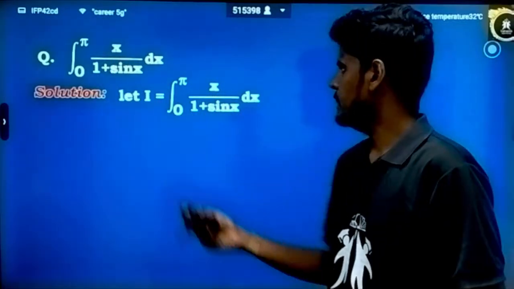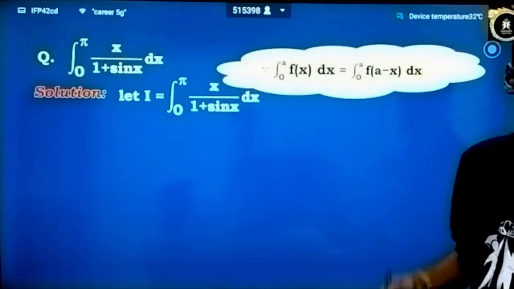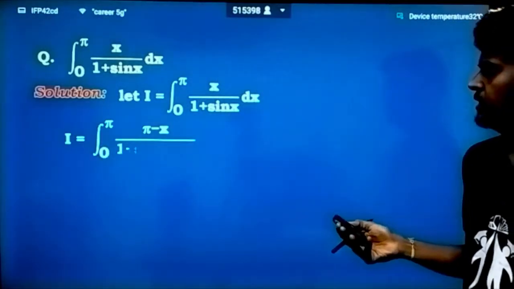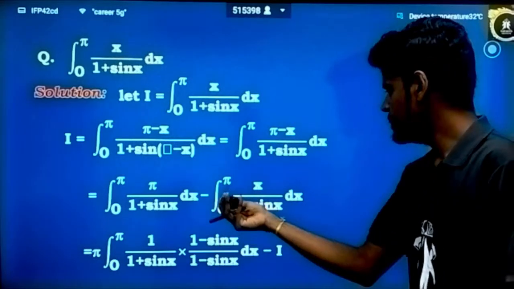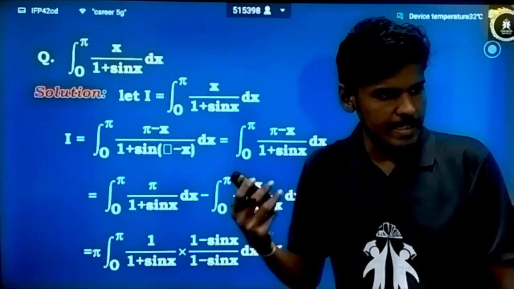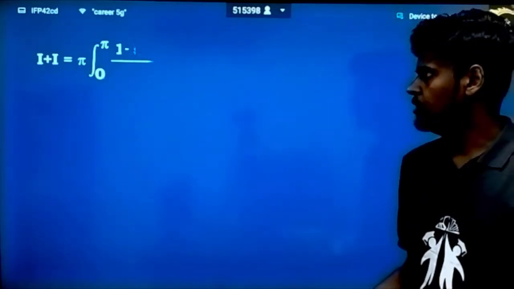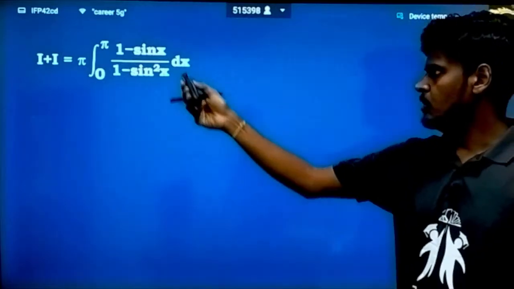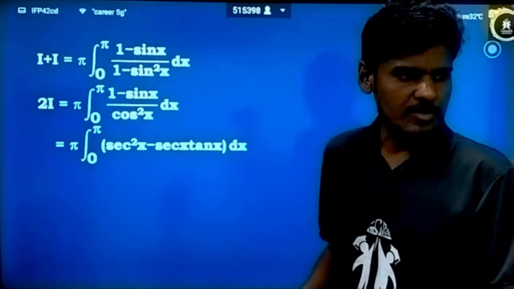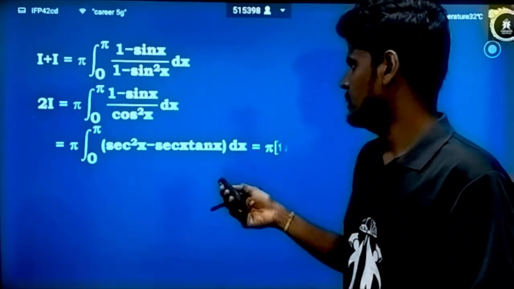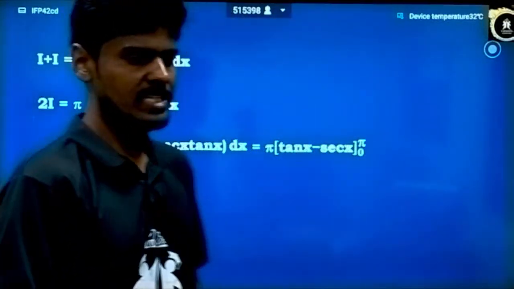So we will first use the property integral 0 to a of f of x dx is equal to integral 0 to a of f of a minus x dx. Then this integral will become this and split into two separate integrals. The second integral is nothing but the integral itself. So when we take it to the left hand side, we will get 2 times I is equal to pi, which is constant, multiplied and divided by 1 minus sin x. A little bit of manipulation to get the standard form of the integral. So we can just apply the limits after integration. Easy.